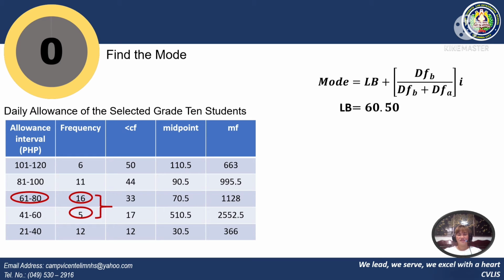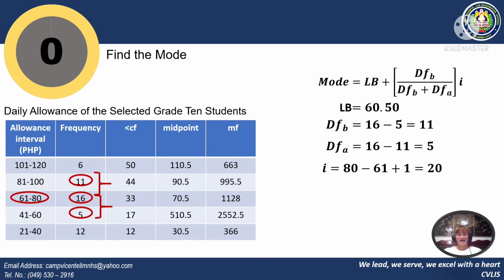Next, look for the difference between the most frequent and the frequency before. 16 minus 5 is equal to 11. For the difference between the most frequent and the frequency above, we have 16 minus 11 is equal to 5. And then I, so you simply subtract the lower class limit from the upper class limit plus 1, which is equal to 20.